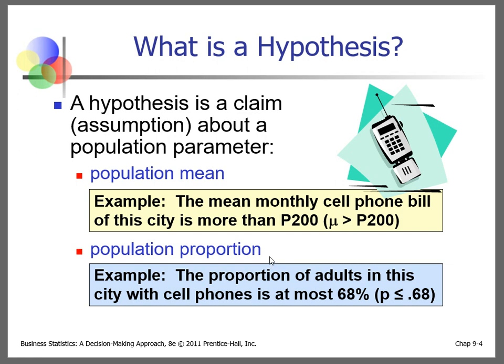An example of a population mean hypothesis is when we say that the mean monthly cell phone bill of the city is more than 200 pesos. While an example of a population proportion hypothesis would be the proportion of adults in the city with cell phones is at most 68%.